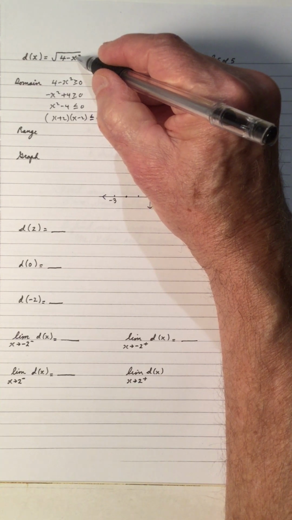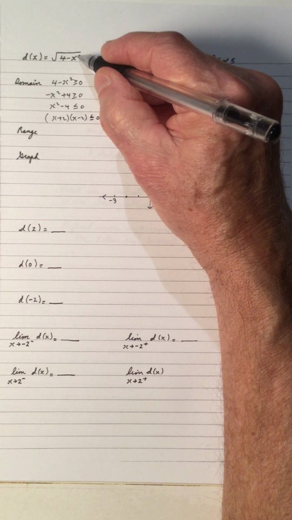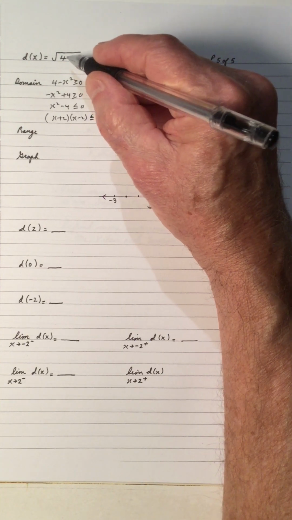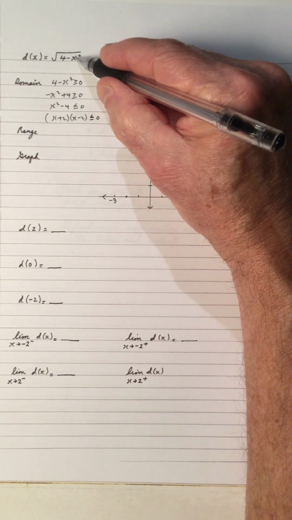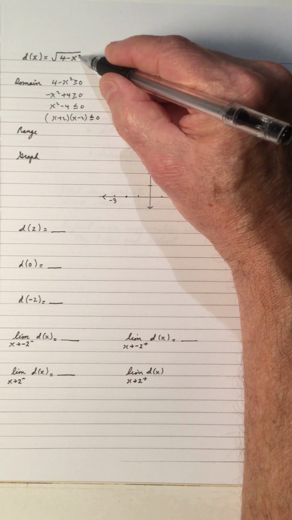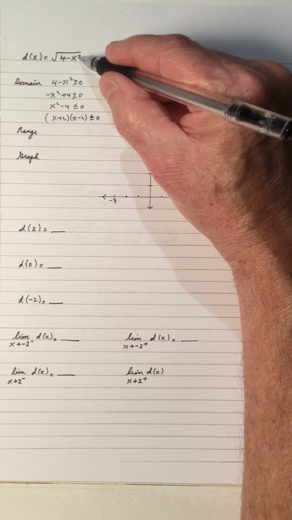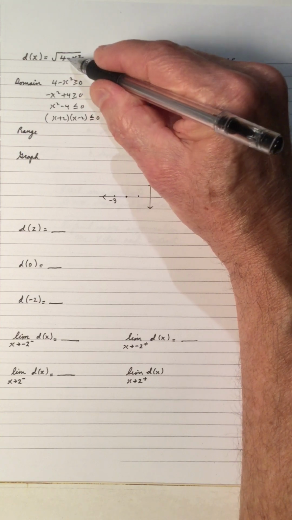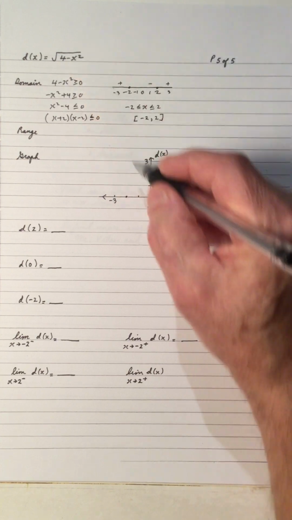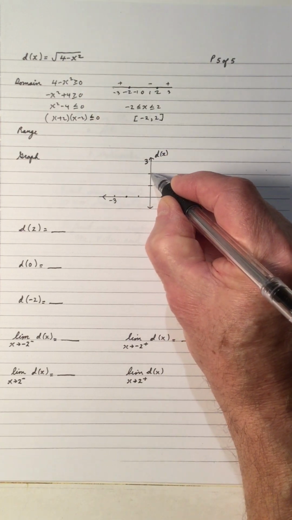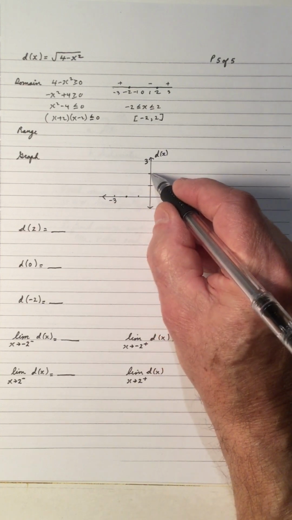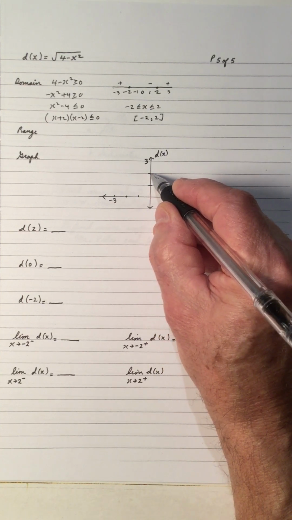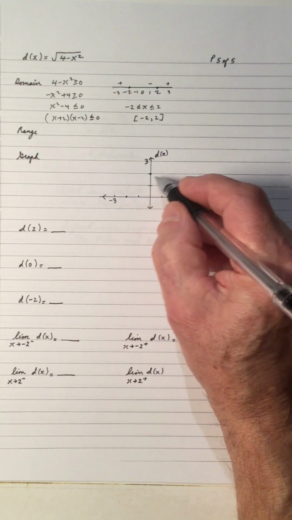We put negative 2 in. Negative 2 squared is 4. 4 minus 4, we get 0. If we put 0 in here, 0 squared is 0. 4 minus 0 is 4. Square root of 4 is 2. 0 gives you a 2. So we're going from 2 to negative 2, and we're going up to 2 at 0 in between.